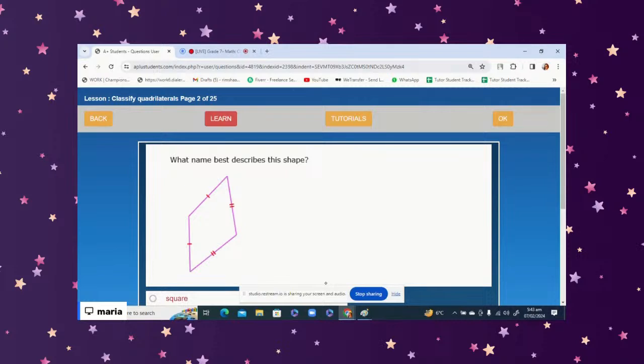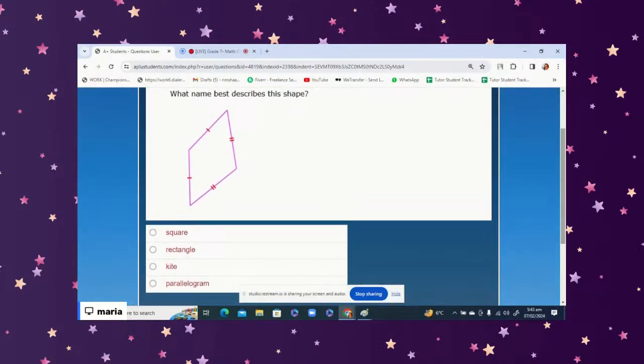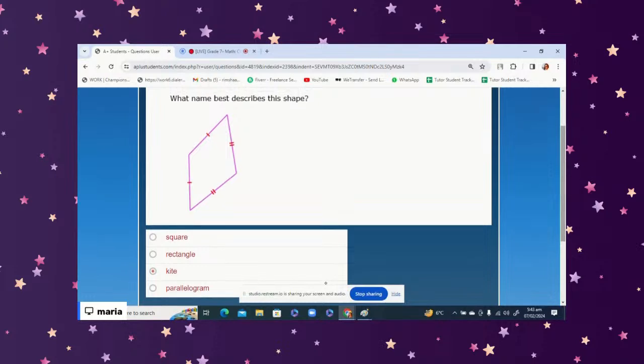So what name describes this shape? Is that a shape of a square? No, because all sides are not the same. Two sides are the same. Is that a rectangle? No, it's not a shape of the rectangle. Basically, simply the sides are equal, but not in shape this way. Okay, it's a shape of a kite, and this is also not a parallelogram, because parallelograms and rectangles are both similar, but the difference is their sides are tilted. So we can say that this is a shape of a kite.